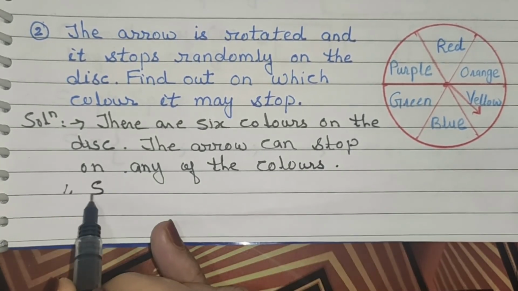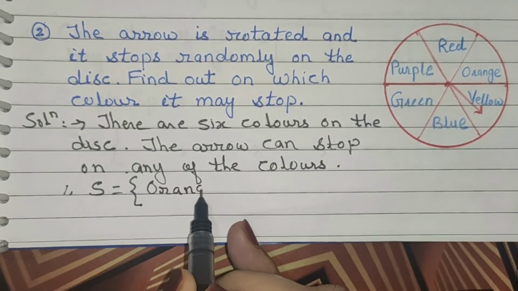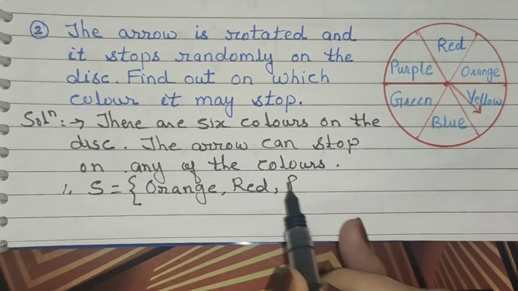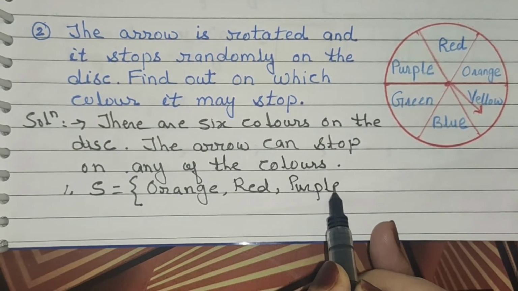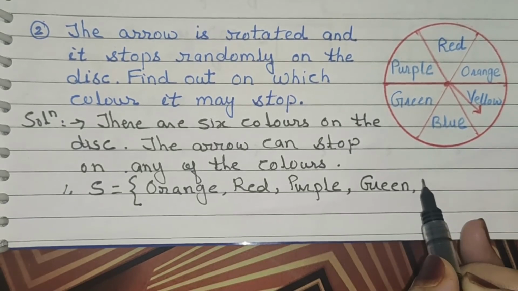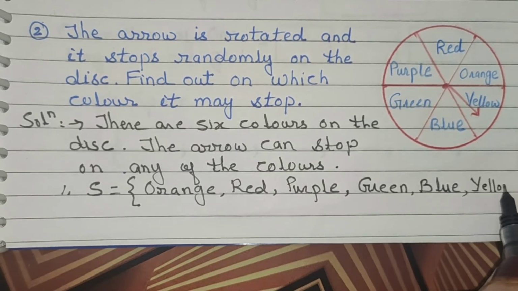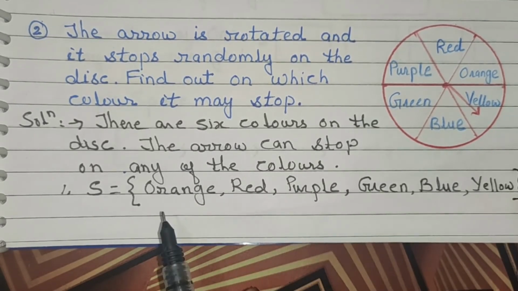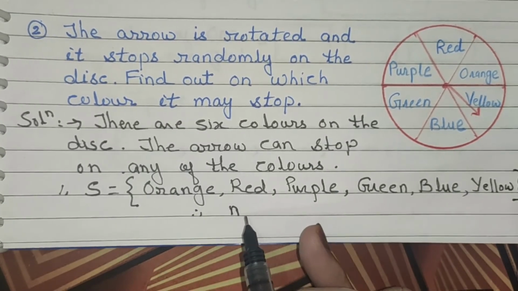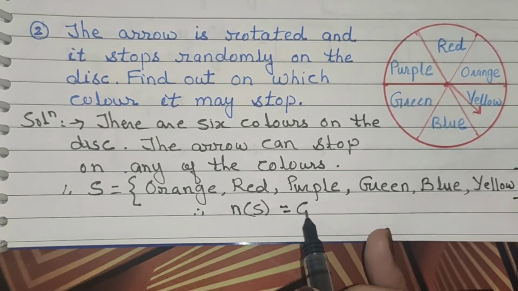Therefore sample space is orange, red, purple, green, blue and yellow. 1, 2, 3, 4, 5, 6. There are 6 colors. Therefore, n of S is equal to 6.